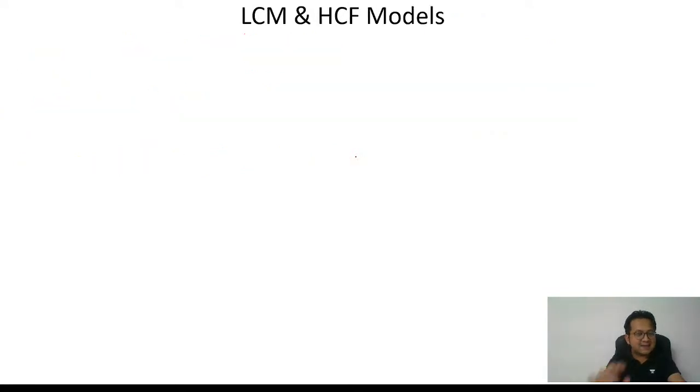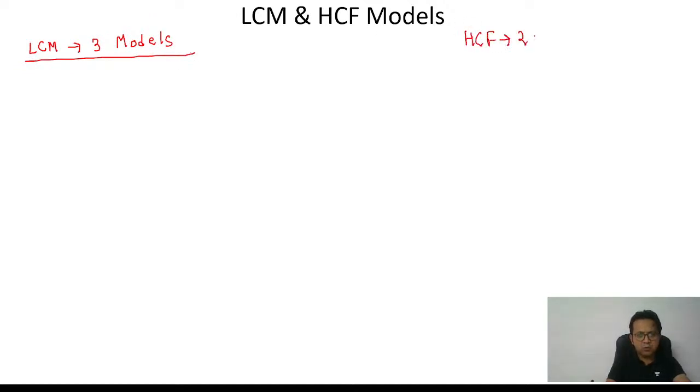Next thing, LCM and HCF models. So let's start solving questions. Remember, for LCM there are three models, and for HCF there are two models. I don't know how many of you remember this today. We'll solve some questions on this, okay?